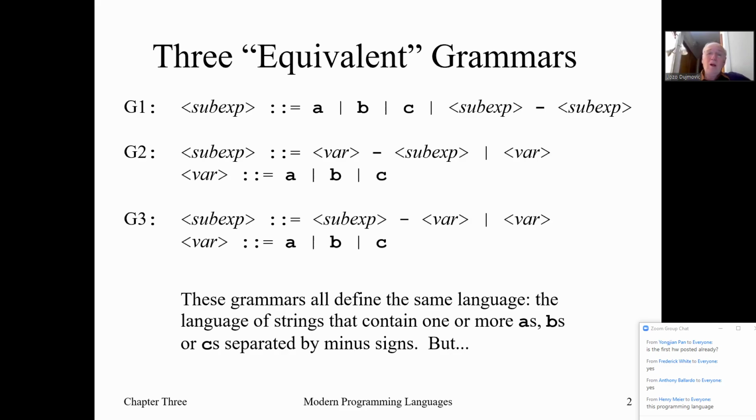This can be written in 2 or 3 or many different equivalent ways. So here is another one. He says sub-expression is variable minus sub-expression or variable. And then what is variable? Variable can be A or B or C only. Or I can say sub-expression is sub-expression minus variable or variable. So now he made a permutation of variable and sub-expression, or variable, and variable can be A or B or C.